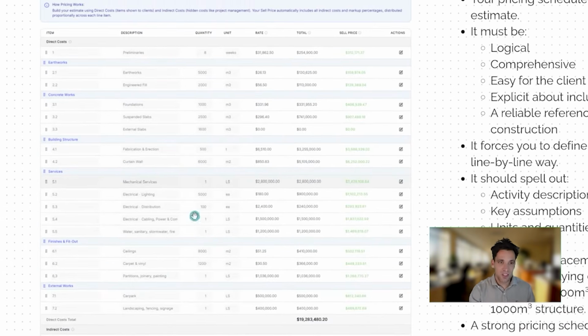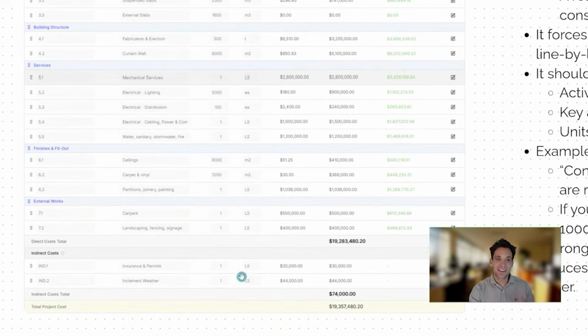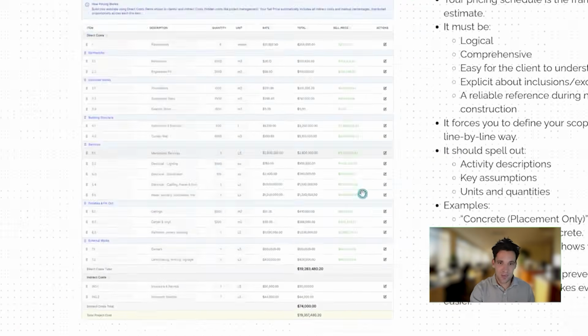Now, I should just mention, within the pricing schedule, you'll have your direct costs. So these are the things you want to show the client, and our indirect costs. So these are the things which we need to include in our overall costs, but we don't want to show them as line items in our schedule.